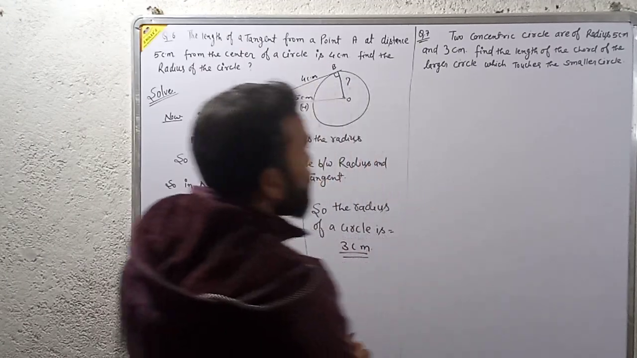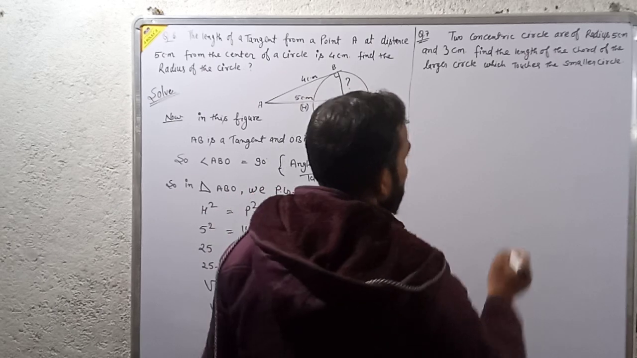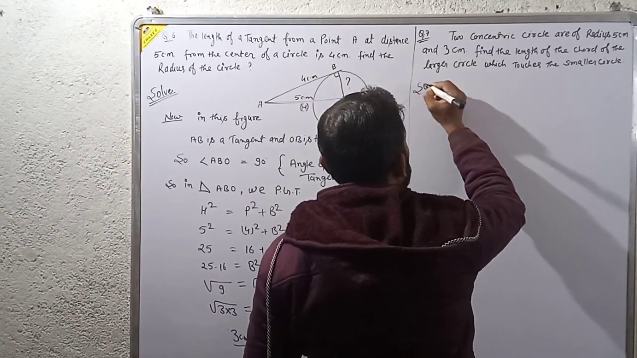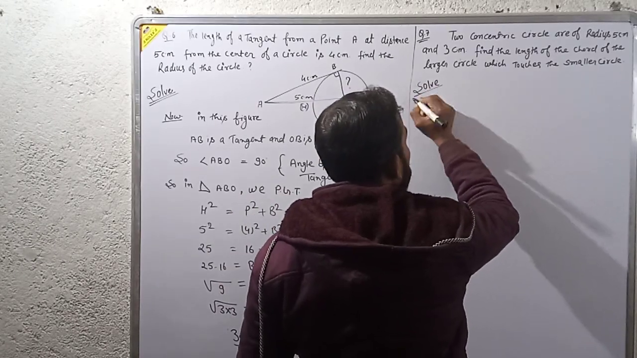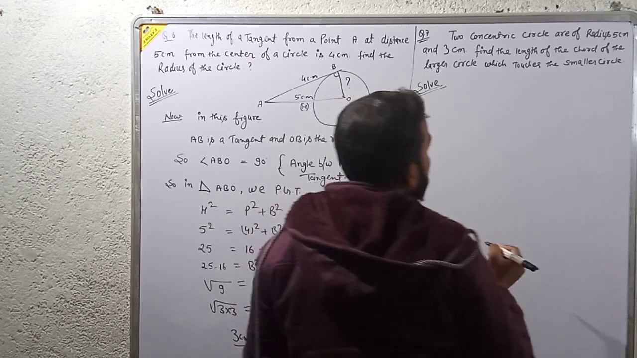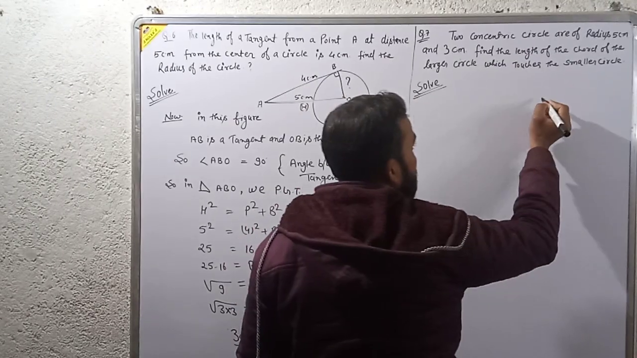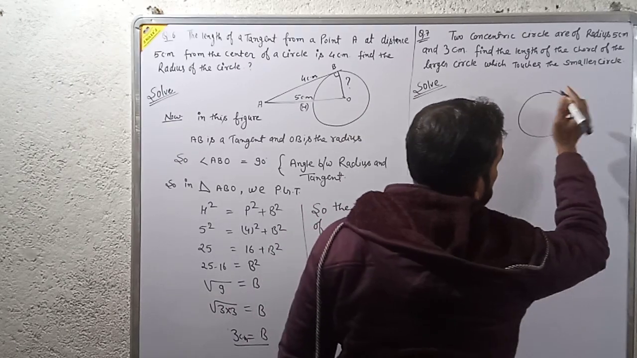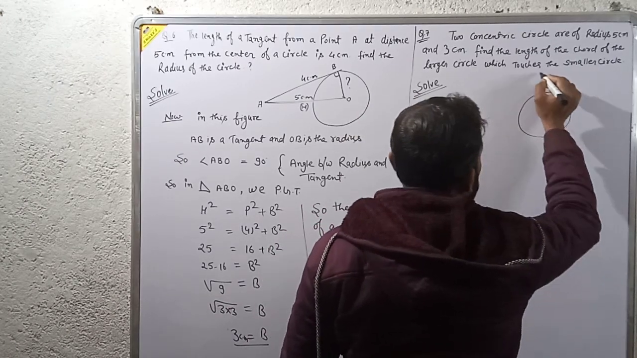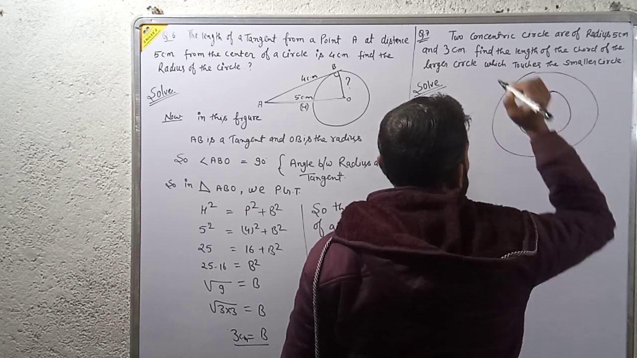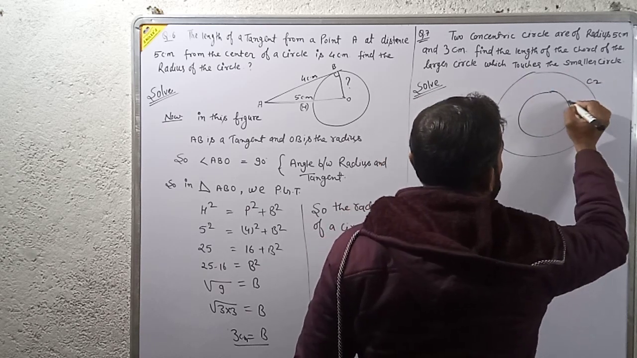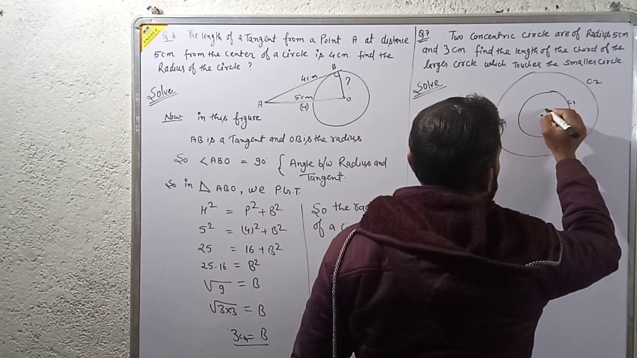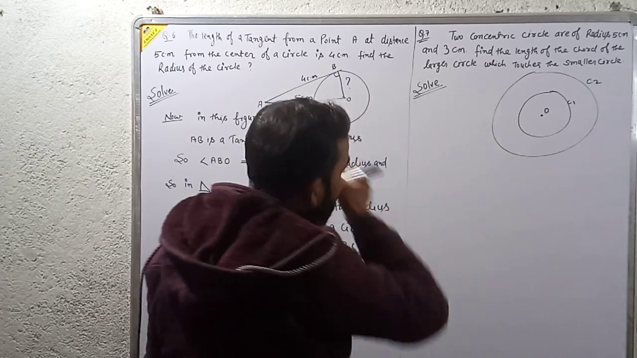Now we have to solve question number 7. Two concentric circles are of radius 5 centimeter. First we draw a diagram from the given information. So let me suppose this is the circle C1 and this is the circle C2. This is the C2 and this is the C1. This is center O of both circles.